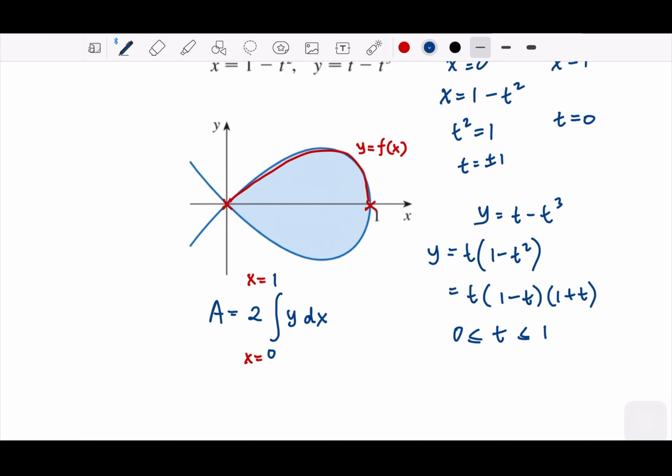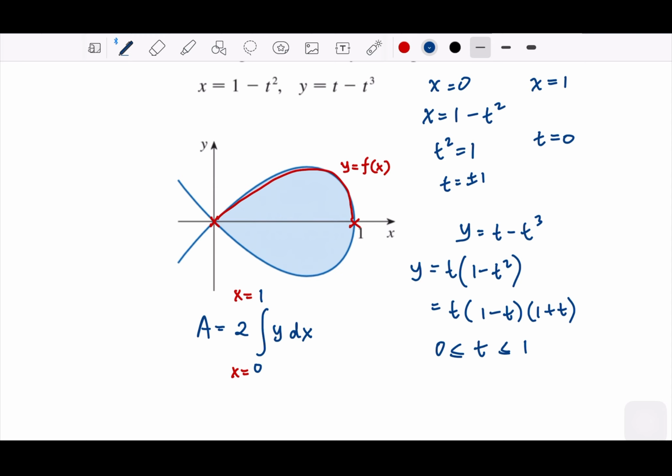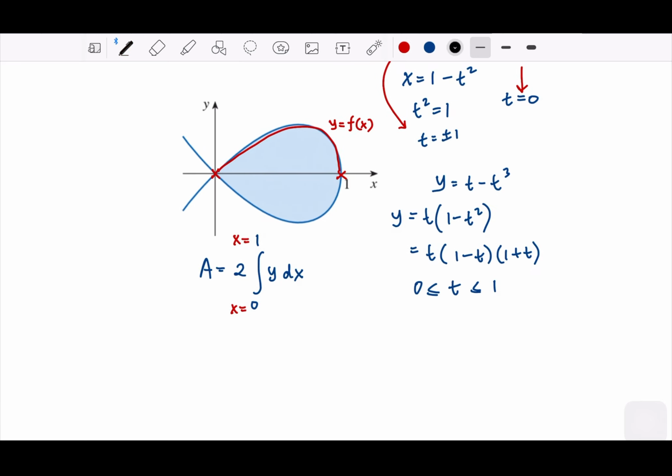So when x is 0, t is 1. And when x is 1, t is 0, right? So this is going to be here, right? So the area, we are now changing to t, which is from 1 to 0. This is t.